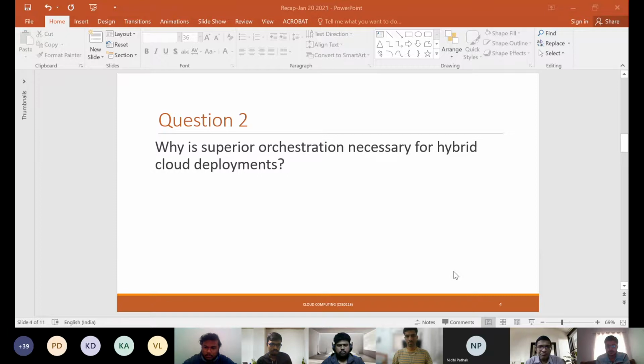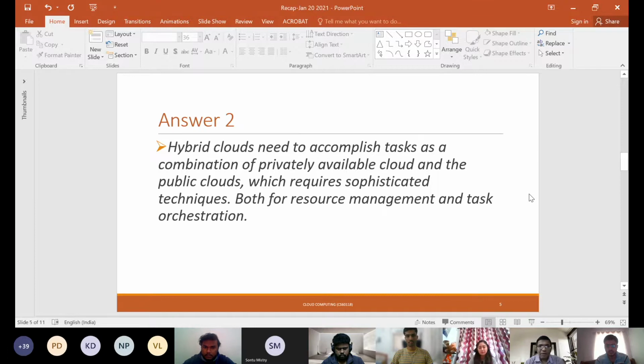Ria? Yes, sir, because in case of private cloud, we cannot access all the services. That's why superior orchestration is required. That's why hybrid cloud deployments require superior orchestration. Okay, so hybrid clouds need to accomplish tasks as a combination of privately available cloud and the public cloud, as we have seen before, right? So this requires sophisticated techniques, both for resource management and task orchestration.